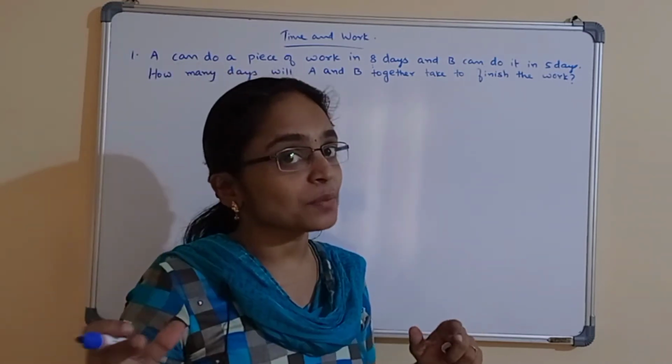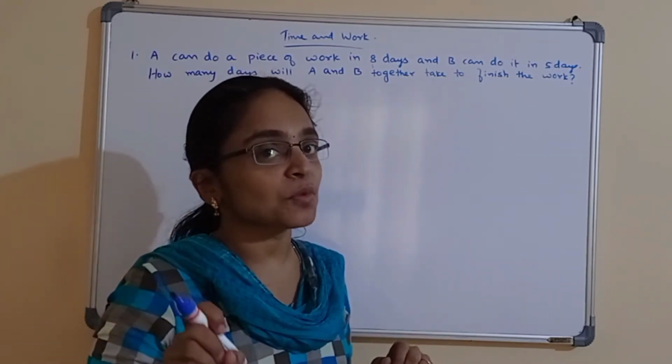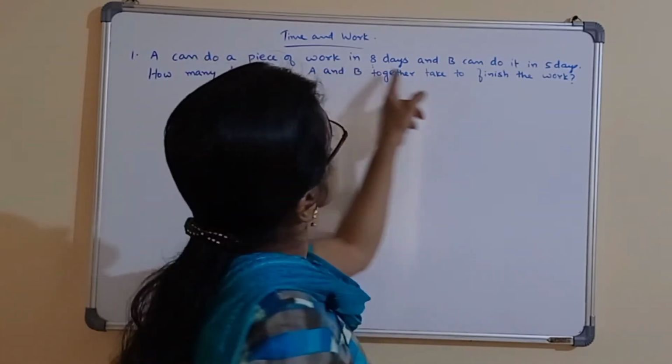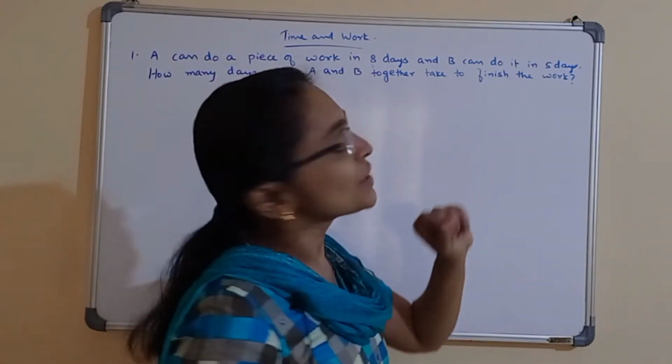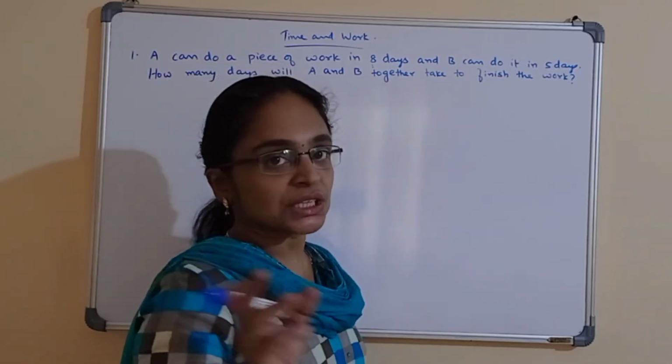There are several types of questions that you might face from this chapter. We will do these types of questions one by one. So let us solve it. A can do a piece of work in 8 days and B can do it in 5 days. How many days will A and B together take to finish the work?